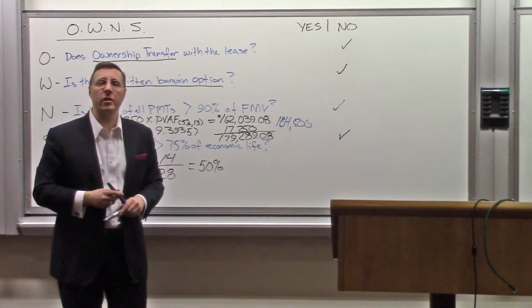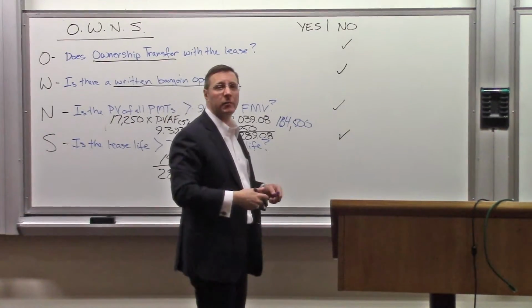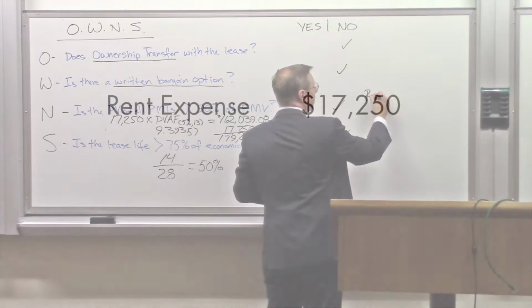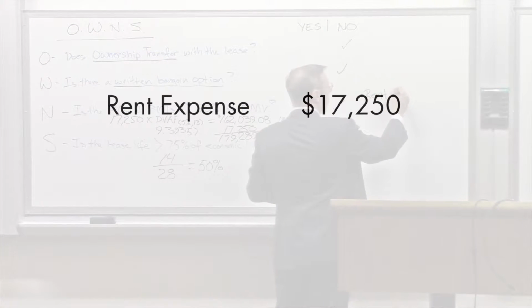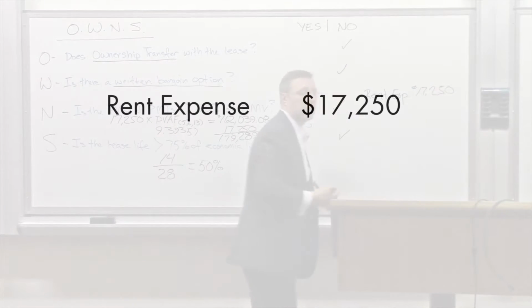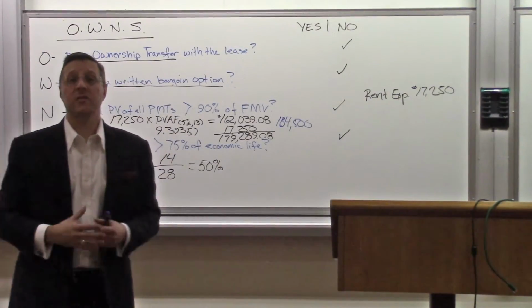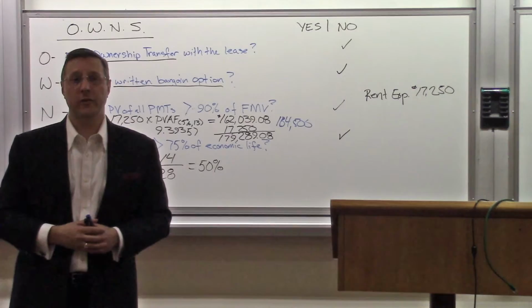So when we go to the income statement, we're going to see only one line item there that is in reference to this. Nothing on the balance sheet. It's going to say something to the effect of either rent or lease expense, and it's going to say $17,250. That's all the accounting that we have to do for this. The actual present value is, of course, buried in the footnotes.